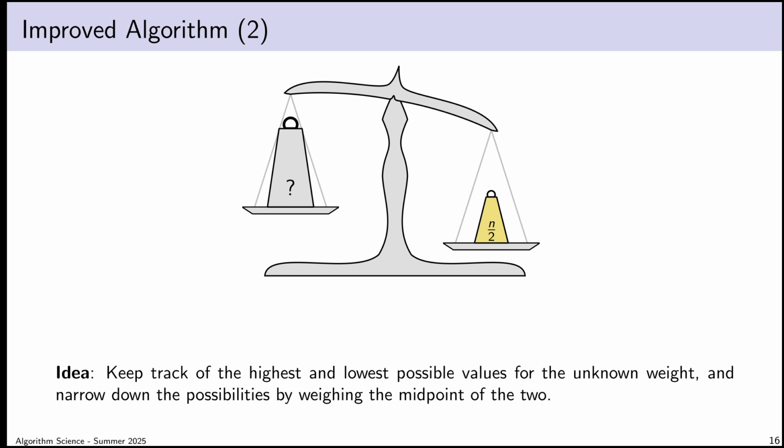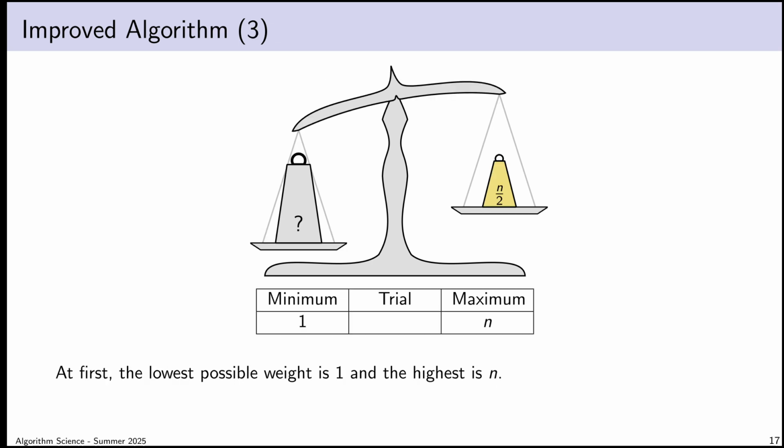Suppose that I start by weighing n over 2. Well, if n over 2 comes back being too heavy, then I can rule out everything greater than n over 2. That's about half of the remaining possibilities. If n over 2 comes back too light, then I can rule out everything less than n over 2, which is again about half of the possibilities. So this gives me a way of wiping out a huge number of possibilities with just one use of the scale. So let's try that out.